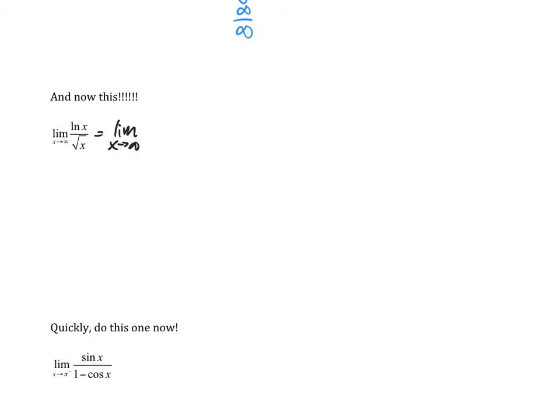ln of infinity over the square root of infinity is infinity over infinity. So I will need to use L'Hopital's rule. Before I do, let me put this in a form that I'm comfortable taking the derivative of: ln of x over x to the 1/2. Again, we're going to take the derivative of the numerator and the denominator separately. The derivative of the numerator is 1 over x. The derivative of the denominator is 1/2 x to the negative 1/2.